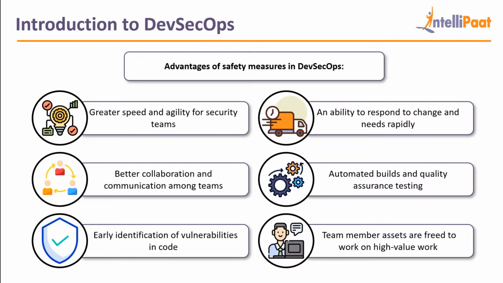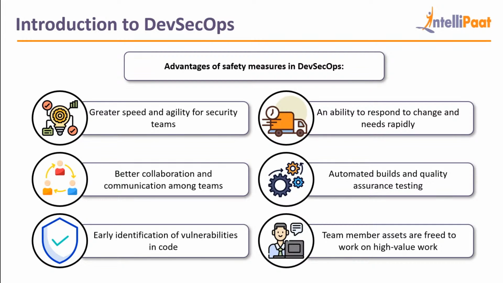But better collaboration and communication among teams. When you bring together all these teams in one single process, it obviously makes it better to collaborate and communicate. Automated builds and quality assurance testing. So this is under DevOps only. So it's not just DevSecOps. This and even better collaboration and communication among teams, even these two come under DevOps. So they are a common feature or a common advantage.